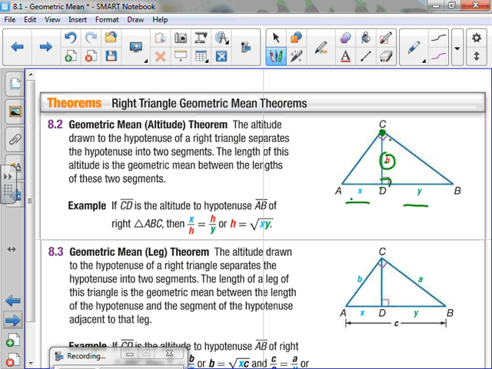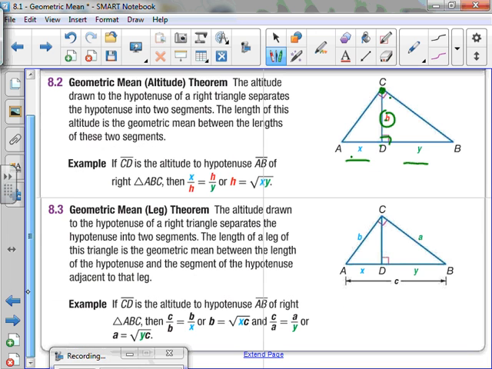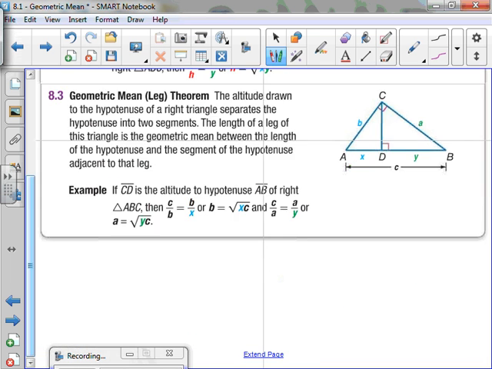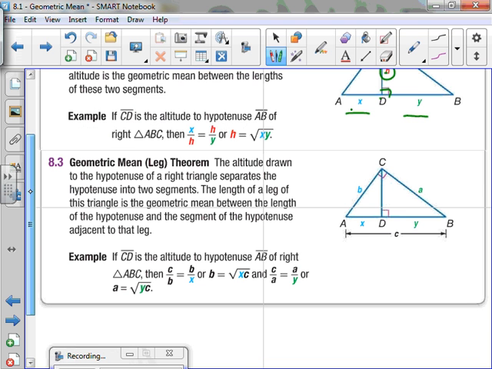So if you have this set up, the first theorem is certainly much easier. H is the geometric mean of X and Y. But this one's not too bad either. We start with the whole length here. If we multiply that by the little part here and take the square root, we'll get B. If we take this whole length here and multiply by that, take the square root, we'll get A.